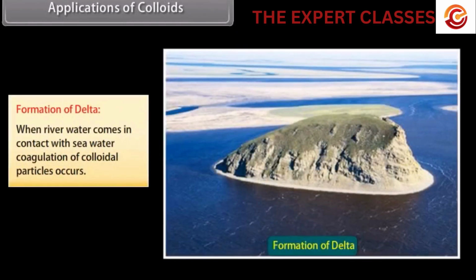Formation of delta. When river water comes in contact with seawater, coagulation of colloidal particles occurs. These coagulated clay particles settle down at the point of contact and gradually river bed starts rising.